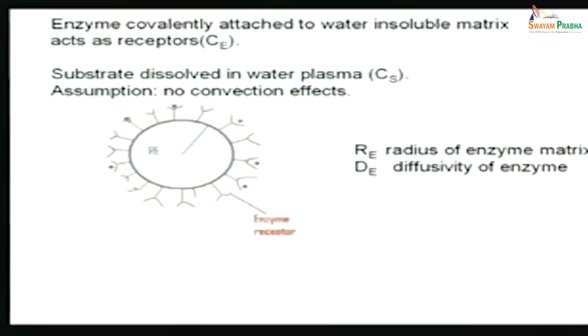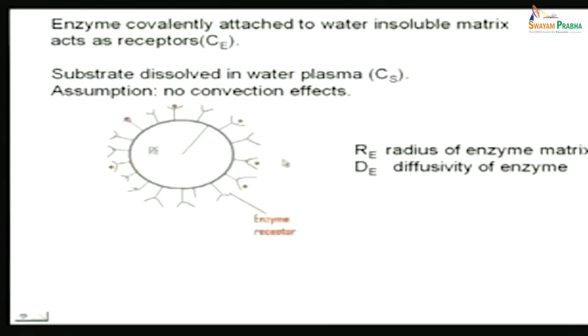We'll start off from where we left in the last class, which was the diffusion reaction model, if you remember. So let me go back a little bit and try to show you what we are doing. This was what we are looking at: an immobilized matrix which is insoluble in water, and on this the enzymes are attached, equivalently as the receptors. These red dots here are the enzymes, Re being the radius of the enzyme matrix, dE being the diffusivity of the matrix. So this is what we are looking at.